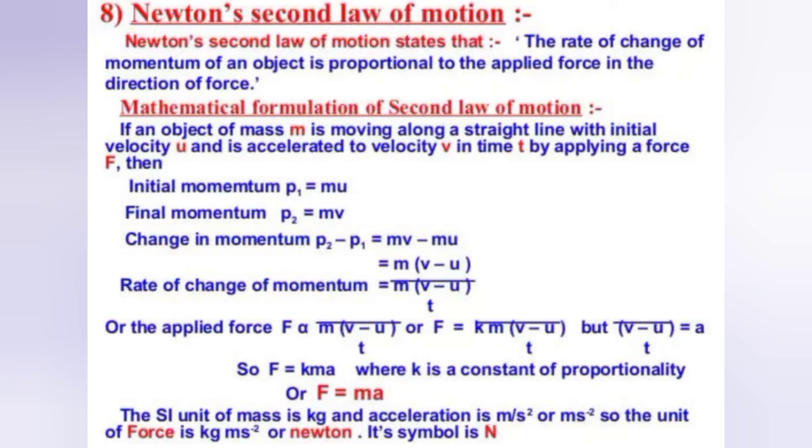So we can say that force can be written as F is equal to ma. The SI unit of mass is kilogram, and the acceleration is meter per second squared. So the unit of force is kilogram meter per second squared, or Newton, and the symbol of Newton is capital N. And students, here I want to tell you, when the applied force F is 0, then the acceleration a is also 0, and the body remains in the state of rest or of uniform motion.